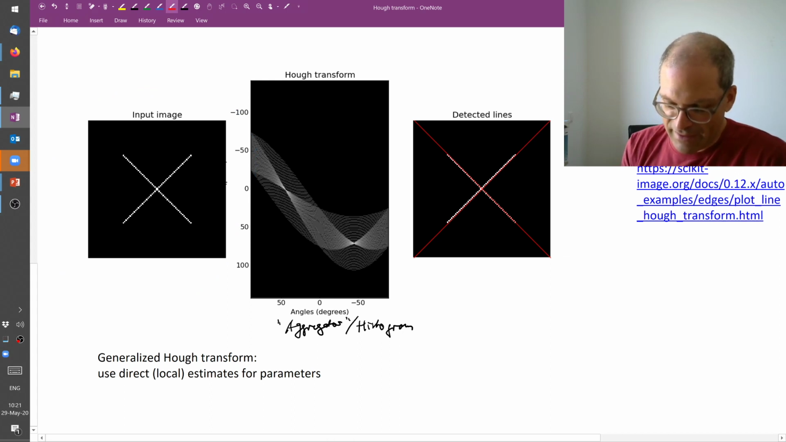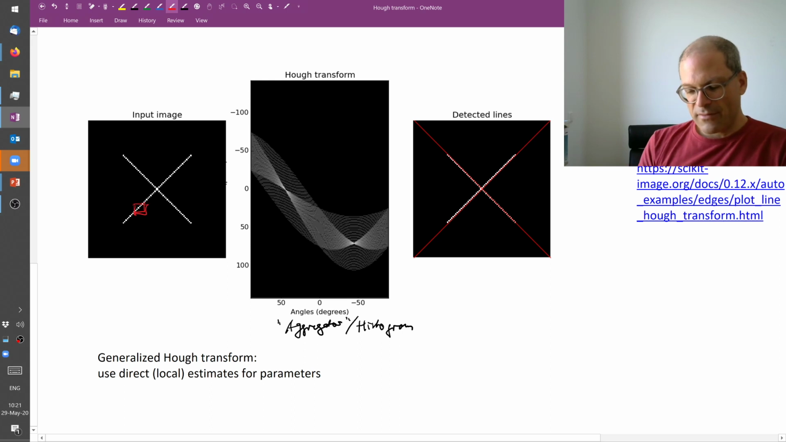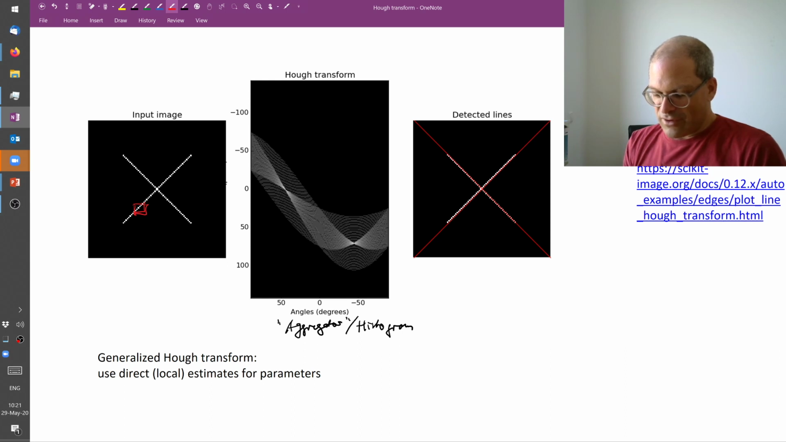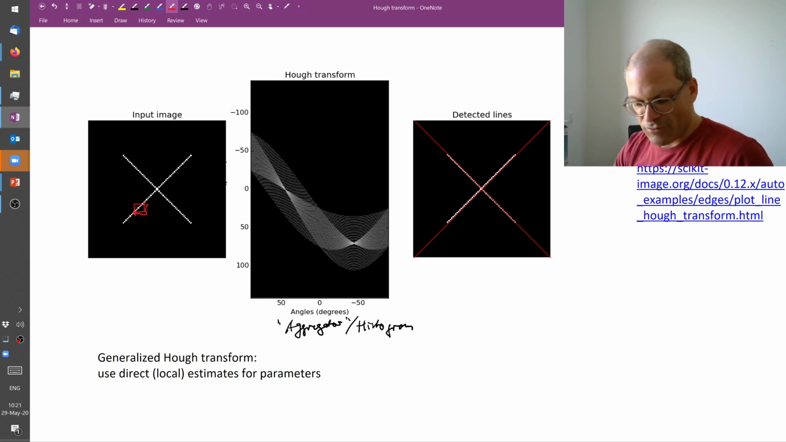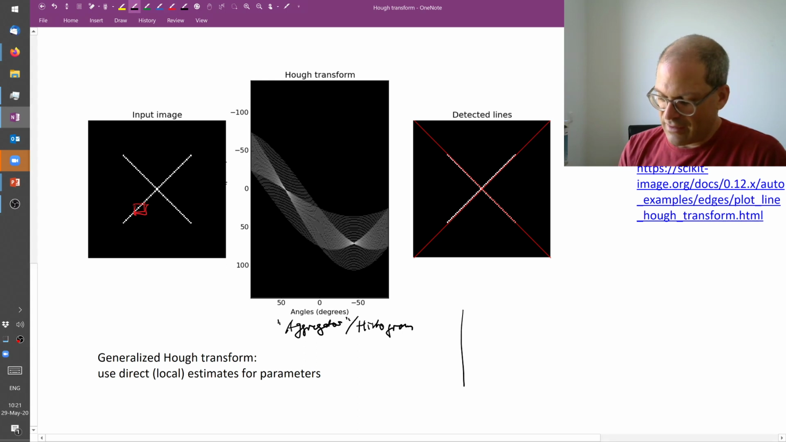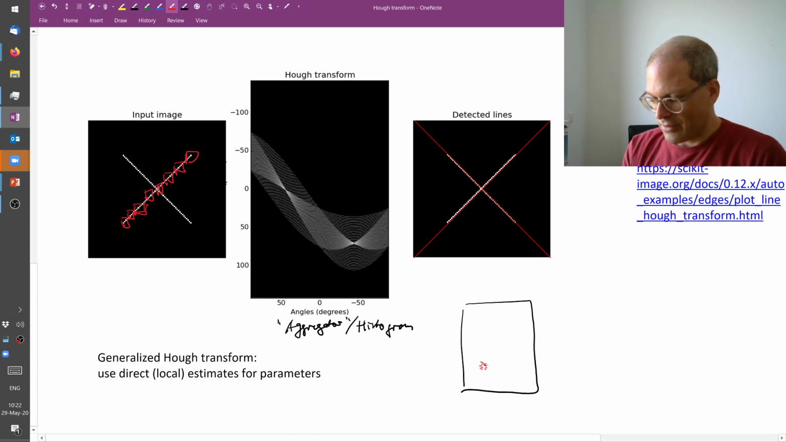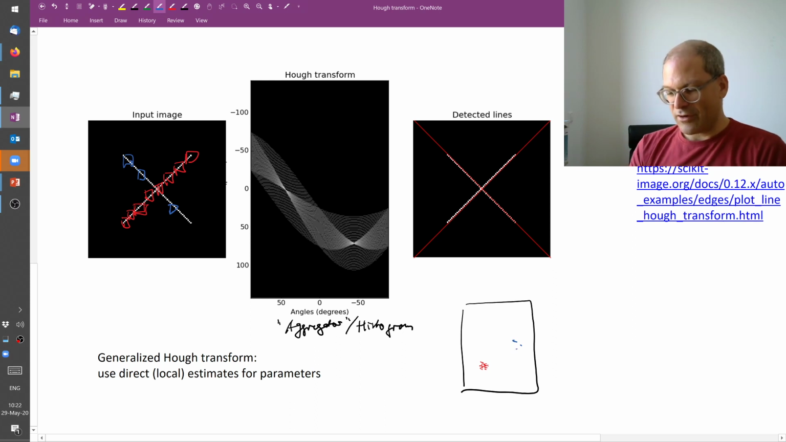Now, if I directly estimate for each image patch here what is its slope and what is its offset relative to the origin, then I can directly cast votes in a differently parametrized space where, for example, all these red patches here, they will be a little bit noisy, but they will directly cast votes for one region of space, and patches located on the other line will cast votes in another part of space.